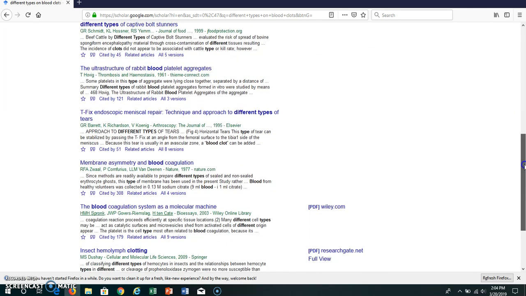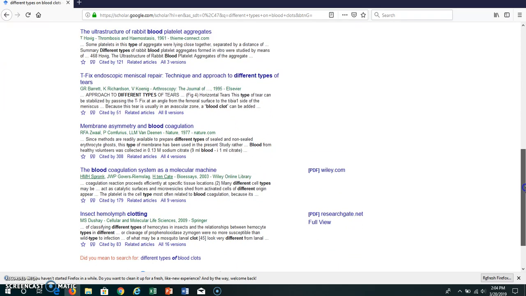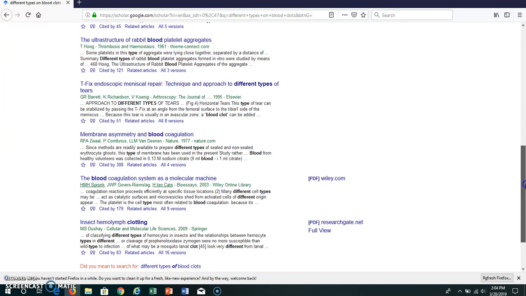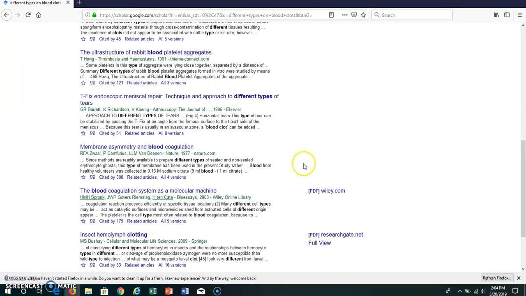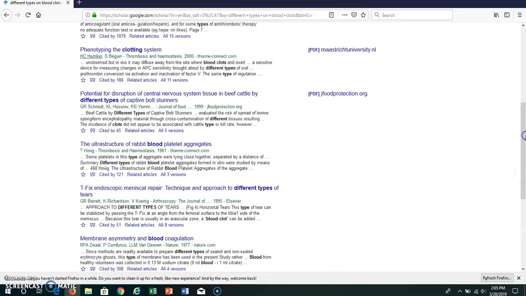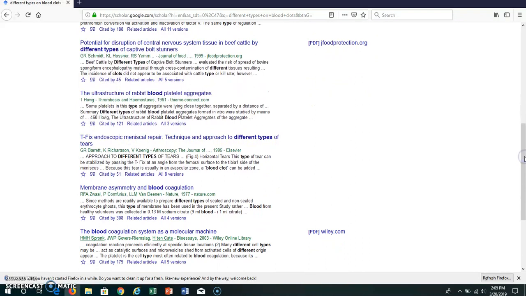on my search results, I always try to avoid the PDFs because I think they are just summaries or another paper on something that had been done by someone else. So I just ignore them, which I don't know if it's right, but I do that. And I basically just look at the other papers that are not PDF and click on them. Like this says, the ultrastructure of rabbit blood platelet aggregates.